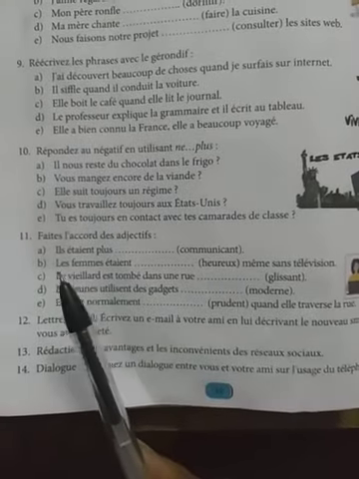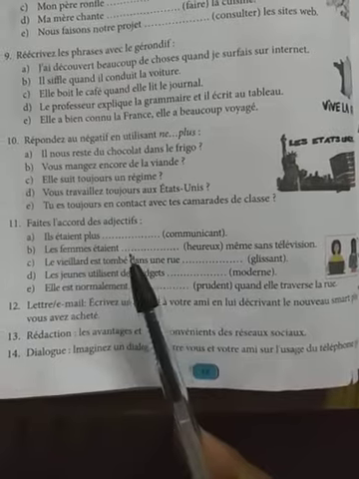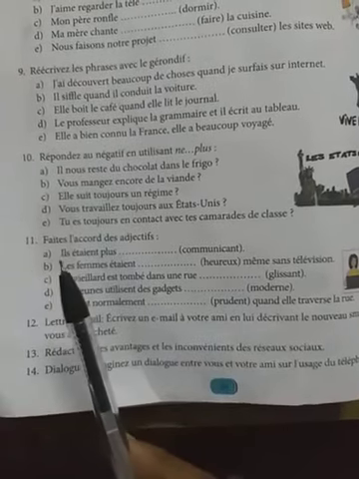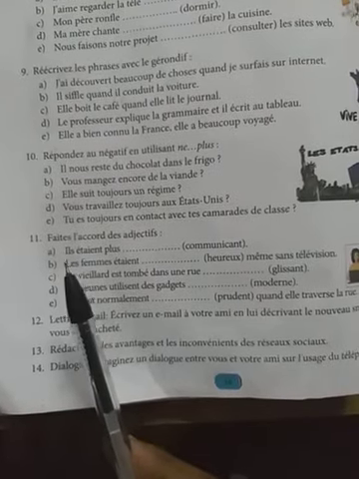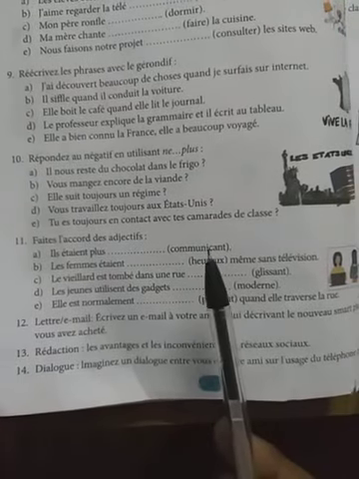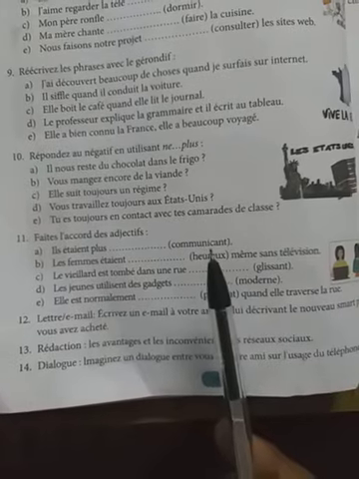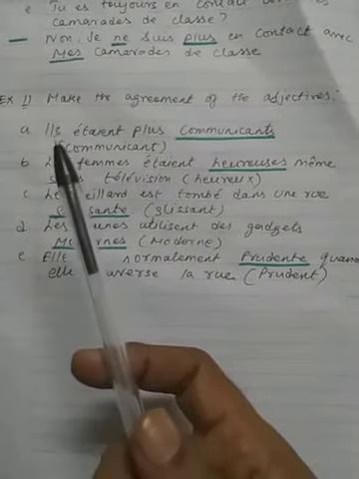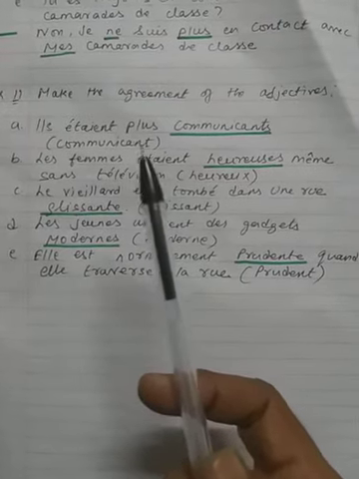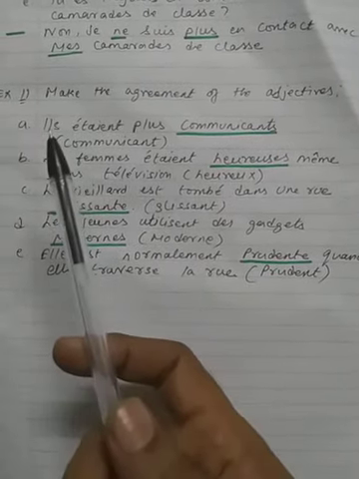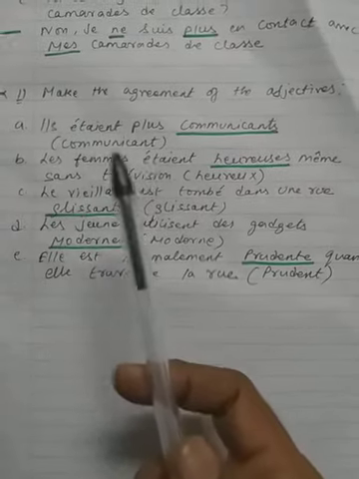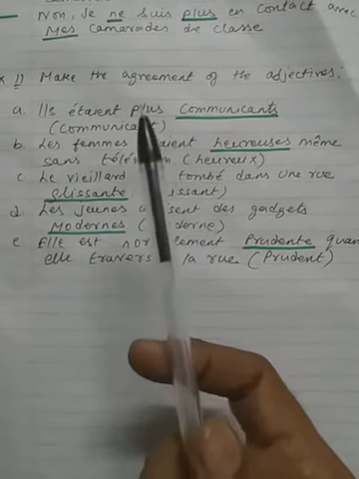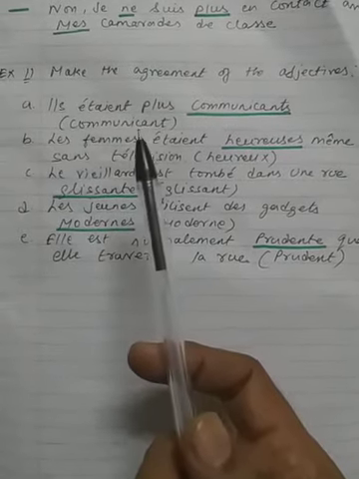First question: Ils étaient plus communicatifs. Here you have to use the adjective communicatif. Here the subject is plural, masculine plural. So just add an s to the adjective. That's all. They were more communicative. You are describing the subject, masculine plural, so add s to the adjective communicatif.